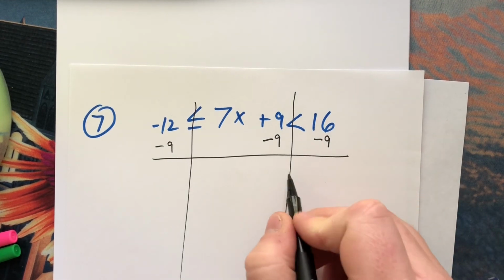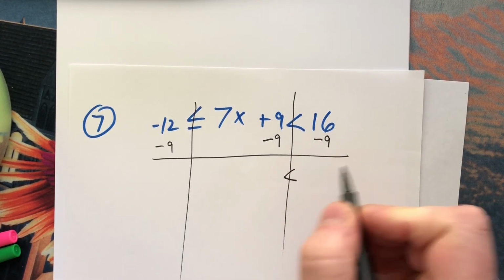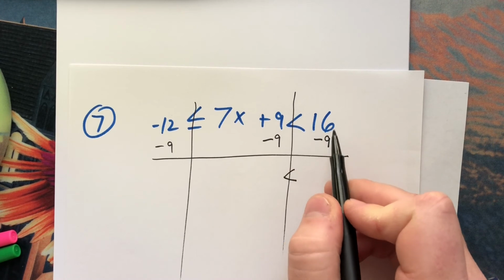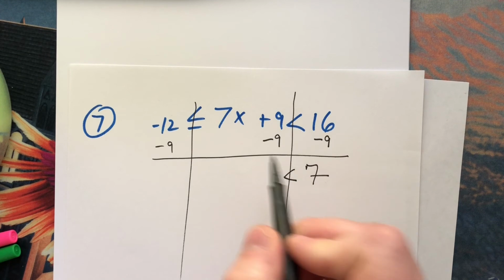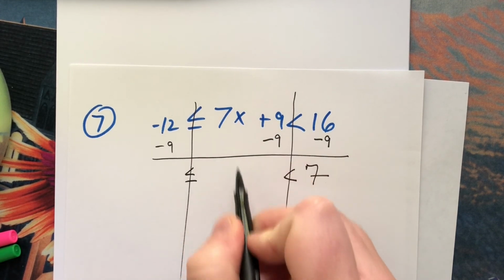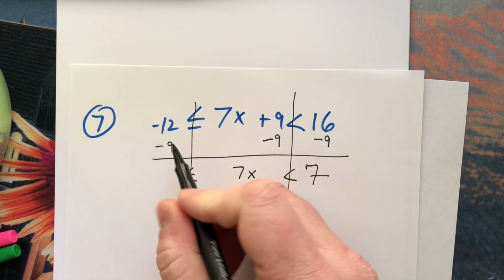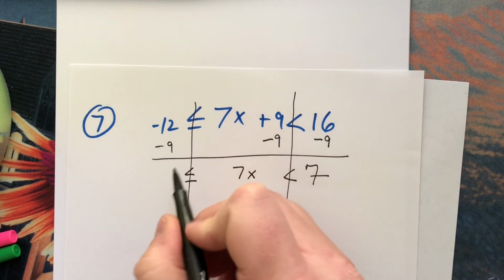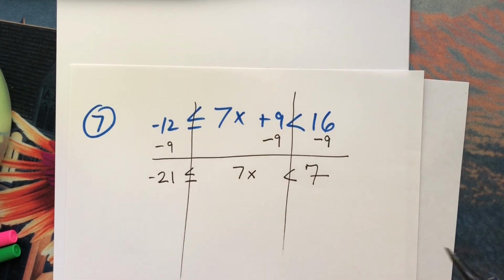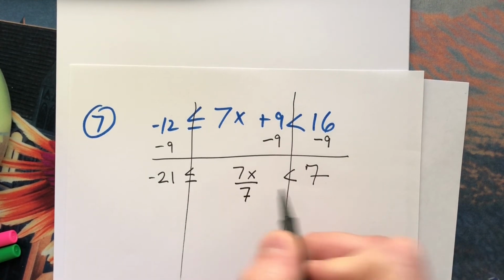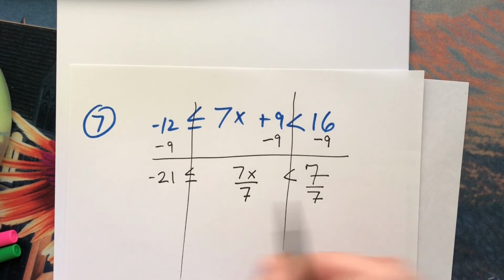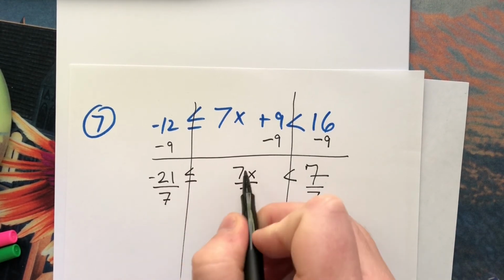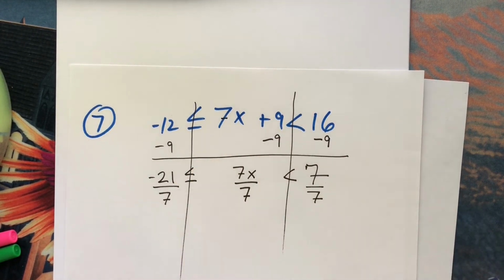So let's see. 16 minus 9 is, I almost said 25. That'd be 16 plus 9. 16 minus 9 is 7. And then we have our 7x left in the middle. And then negative 12 minus 9 is negative 21. Then we'll divide. There, now they're uniform.